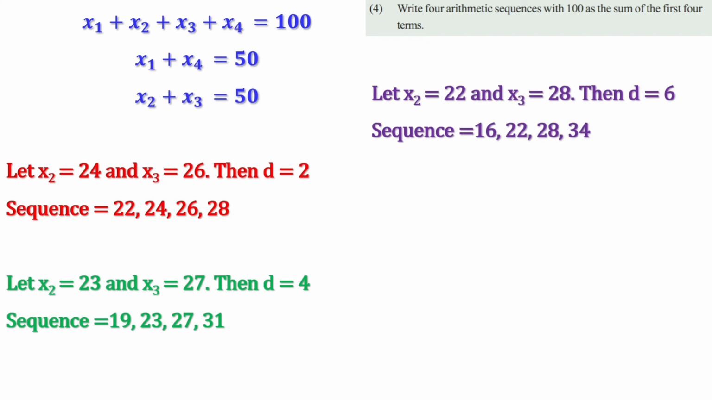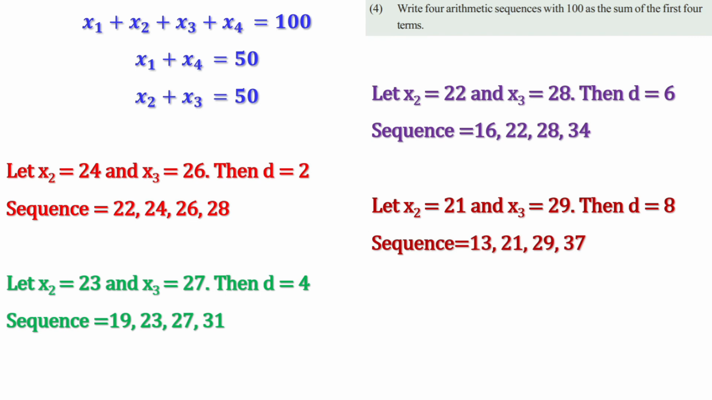Now we know 21 plus 29 is also 50. Then the common difference is 8. So the first term is 13, second term is 21, third term is 29, and fourth term is 37. By taking a different combination of numbers whose sum is 50, we can find different sequences.